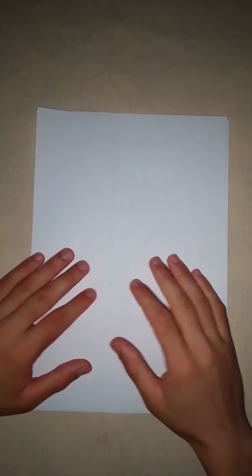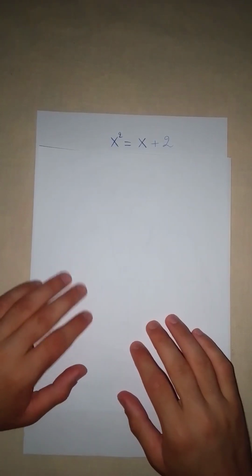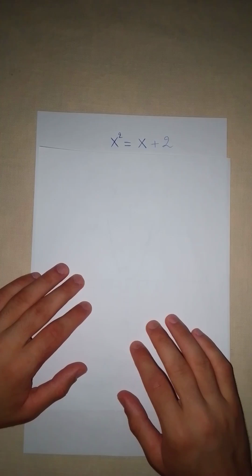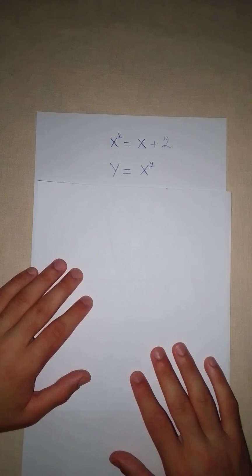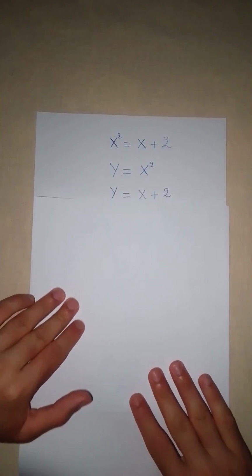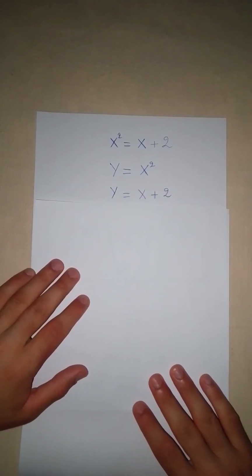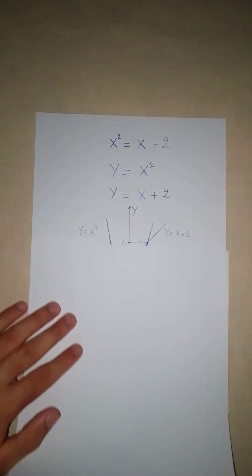Let's see this idea in action. Suppose we want to solve the equation x squared equals x plus 2. One way is to solve it algebraically, but let's take a graphical approach instead. We will graph the two functions y equals x squared and y equals x plus 2, like this.